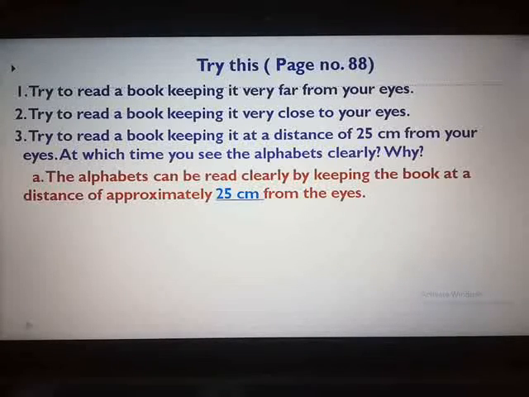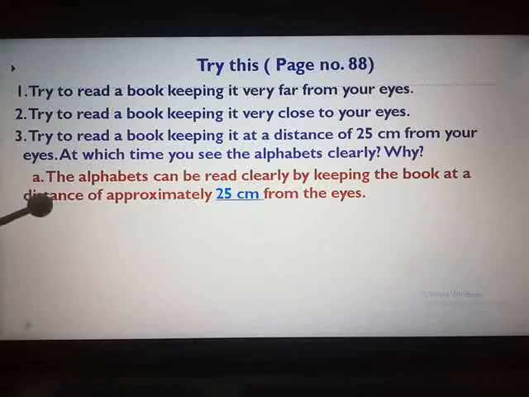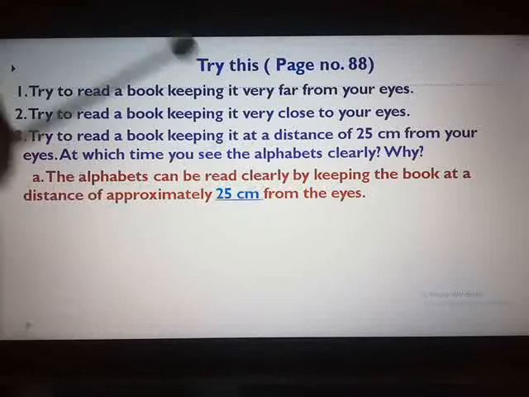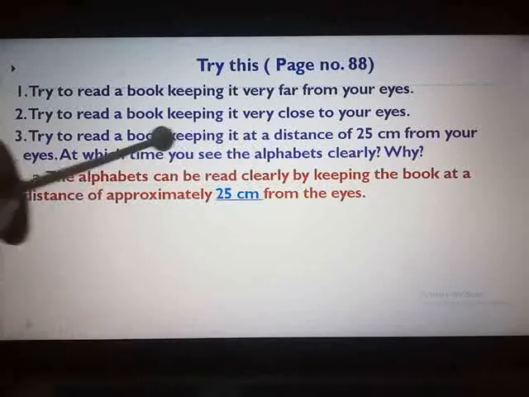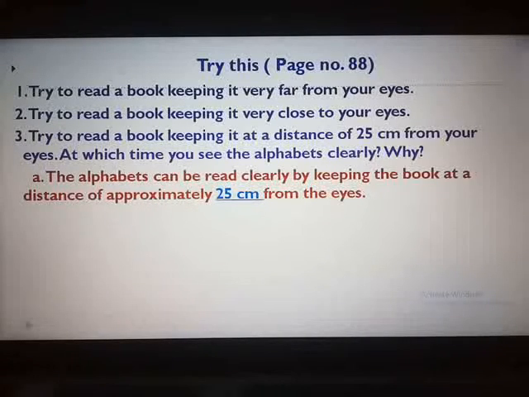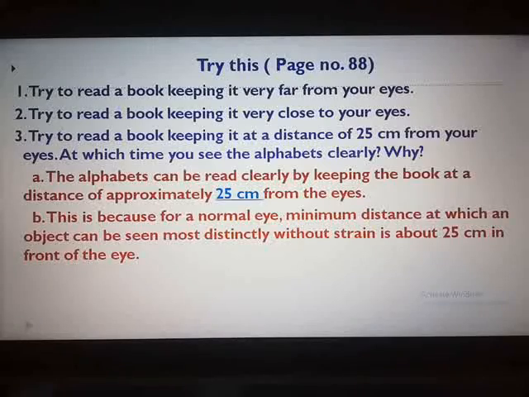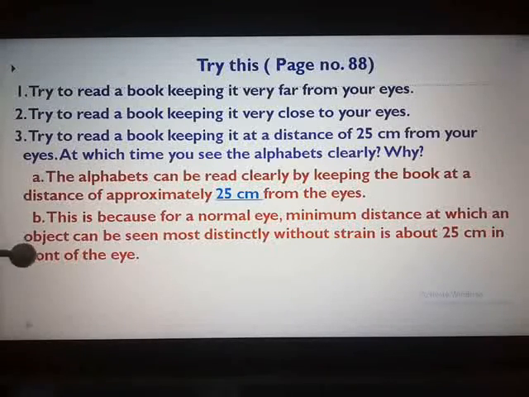So first step I have answered. The alphabets can be read clearly by keeping the book at a distance of approximately 25 centimeter from the eyes. First we have answered this part of the question. At which time you will see the alphabets clearly. So when the book is at a distance of 25 centimeter, then you will see the alphabets clearly. Why? This is because for a normal eye, minimum distance at which an object can be seen most distinctly without strain is about 25 centimeter in front of the eye.